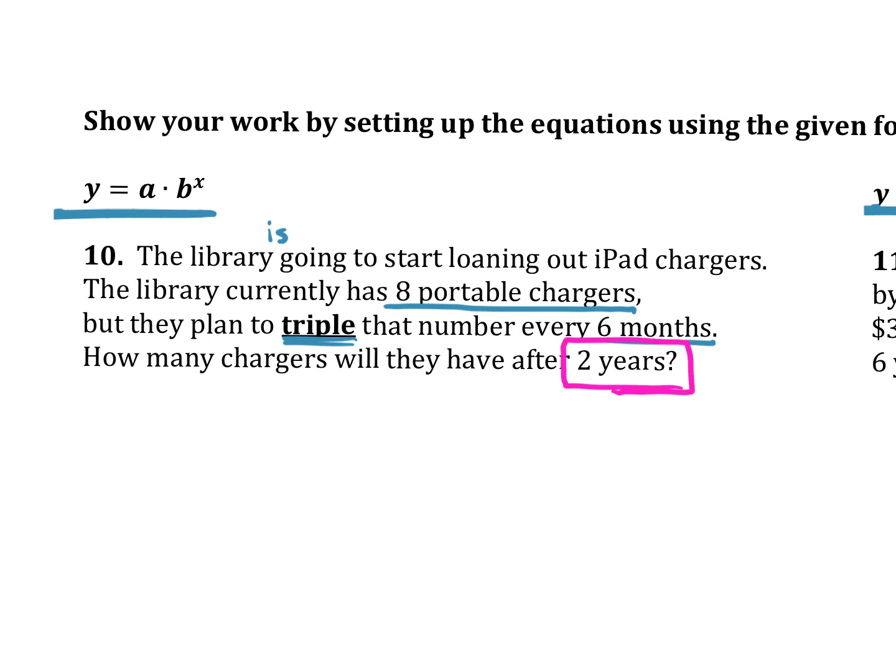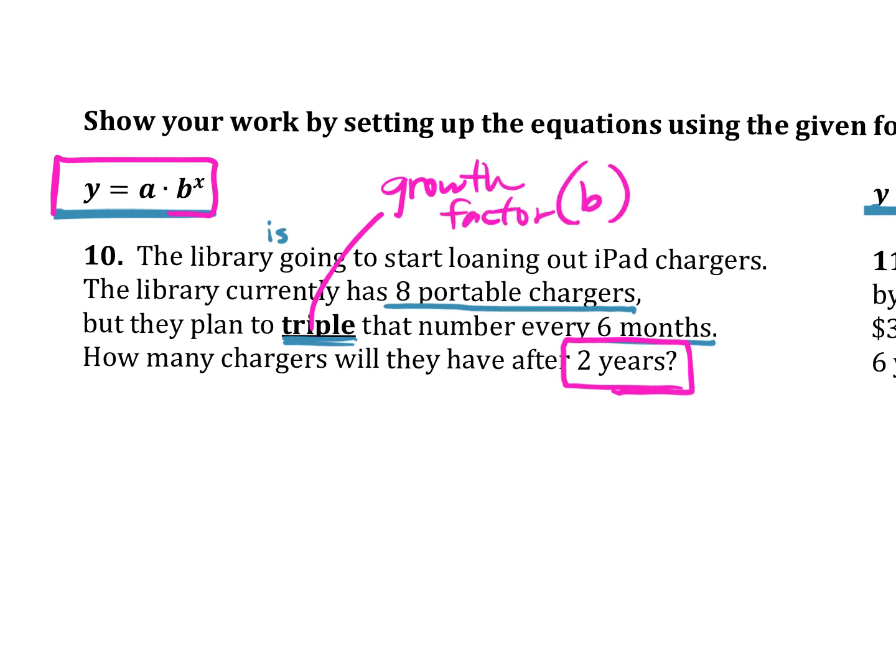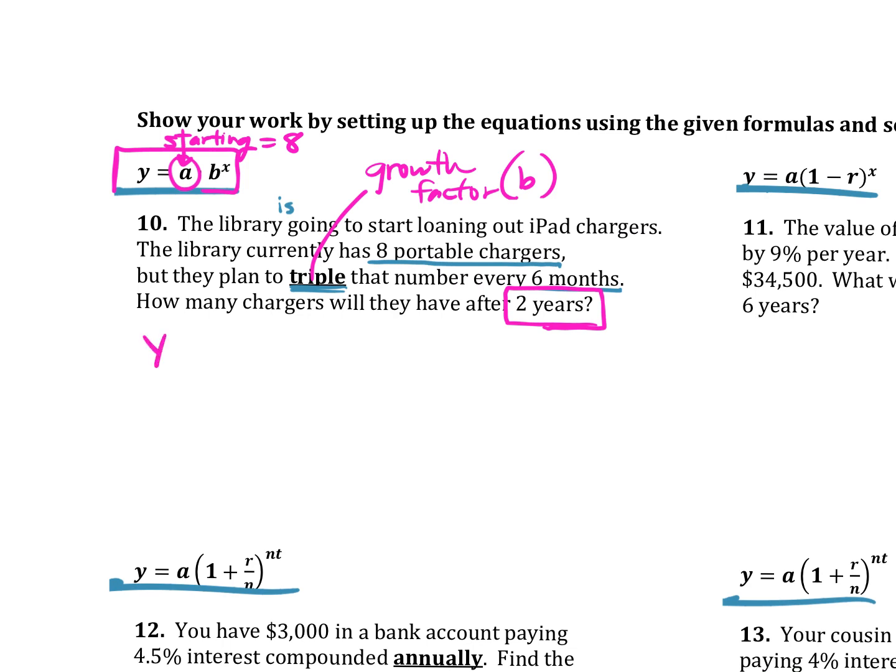What? Multiplying by 3. What does that represent in this equation? It's your B. That's your growth factor. Okay, this is your growth factor, or your B in the equation. So whatever it is changing by is your B. What is your A? That's the 8. That's the starting amount. Okay, which in this case is 8. So if I set this up, my equation is y equals 8 times 3 to the x power.